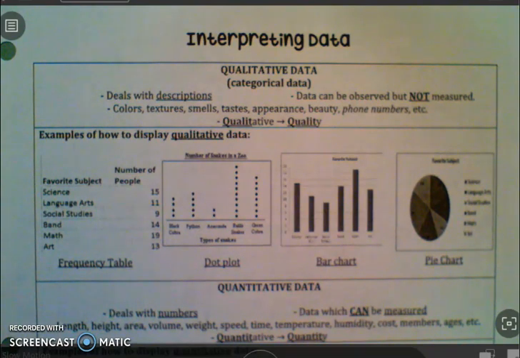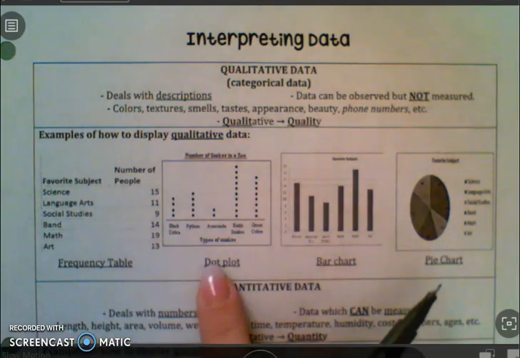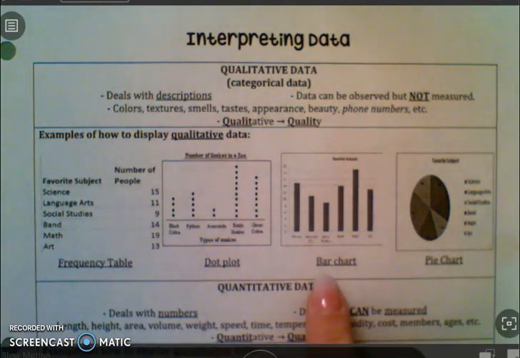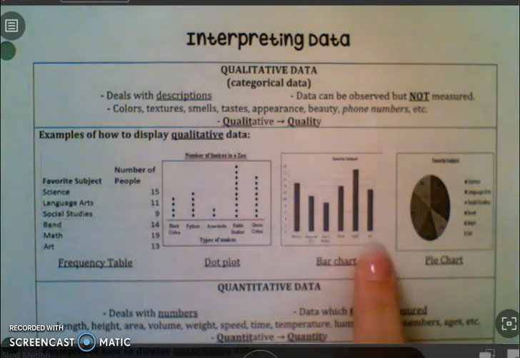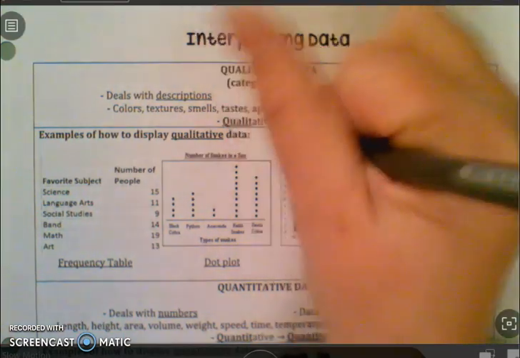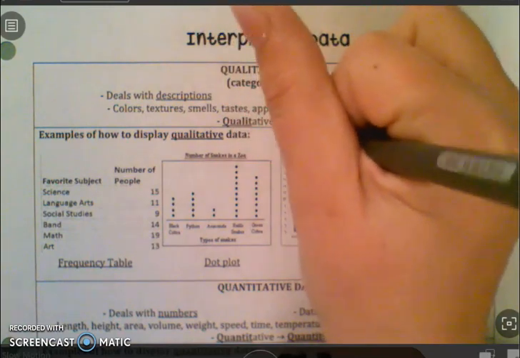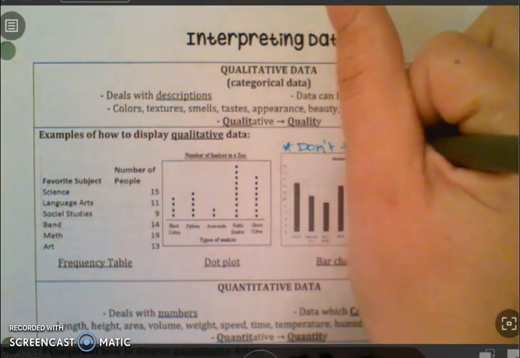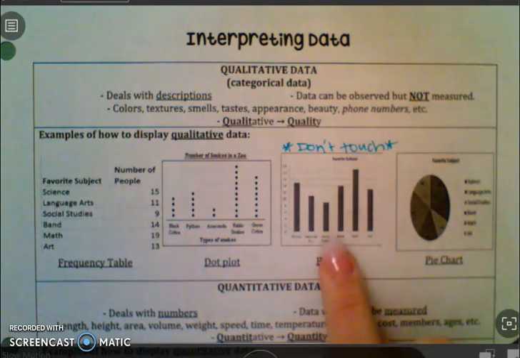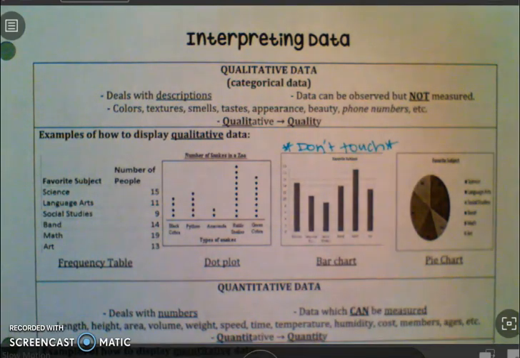So qualitative is quality. So examples of how you display qualitative data would be a frequency table, a dot plot, a bar chart, or a pie chart. So the bar chart, notice how the bars are not touching. They don't touch. That's important because what we did yesterday with histograms, the bars do touch. So bar graph or a bar chart, they do not touch.